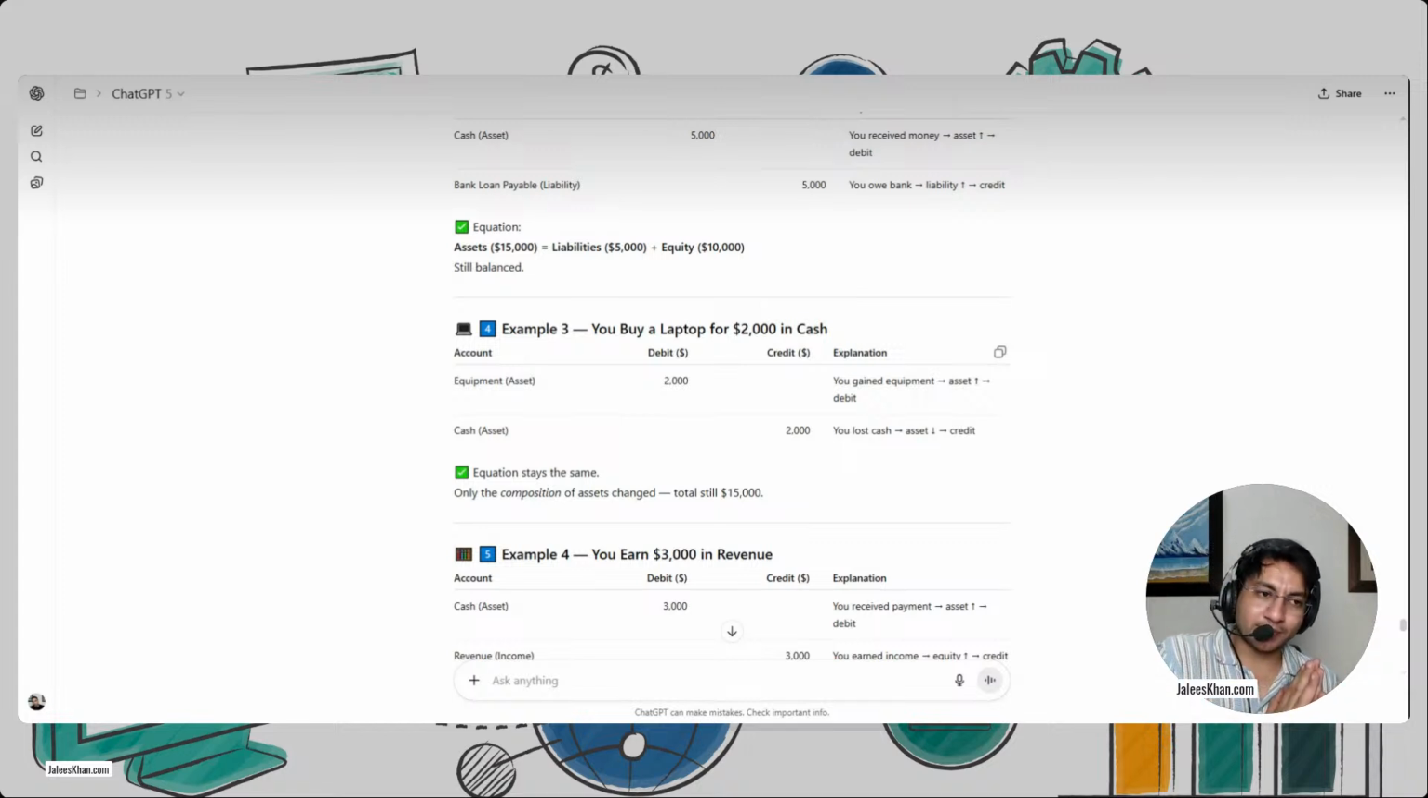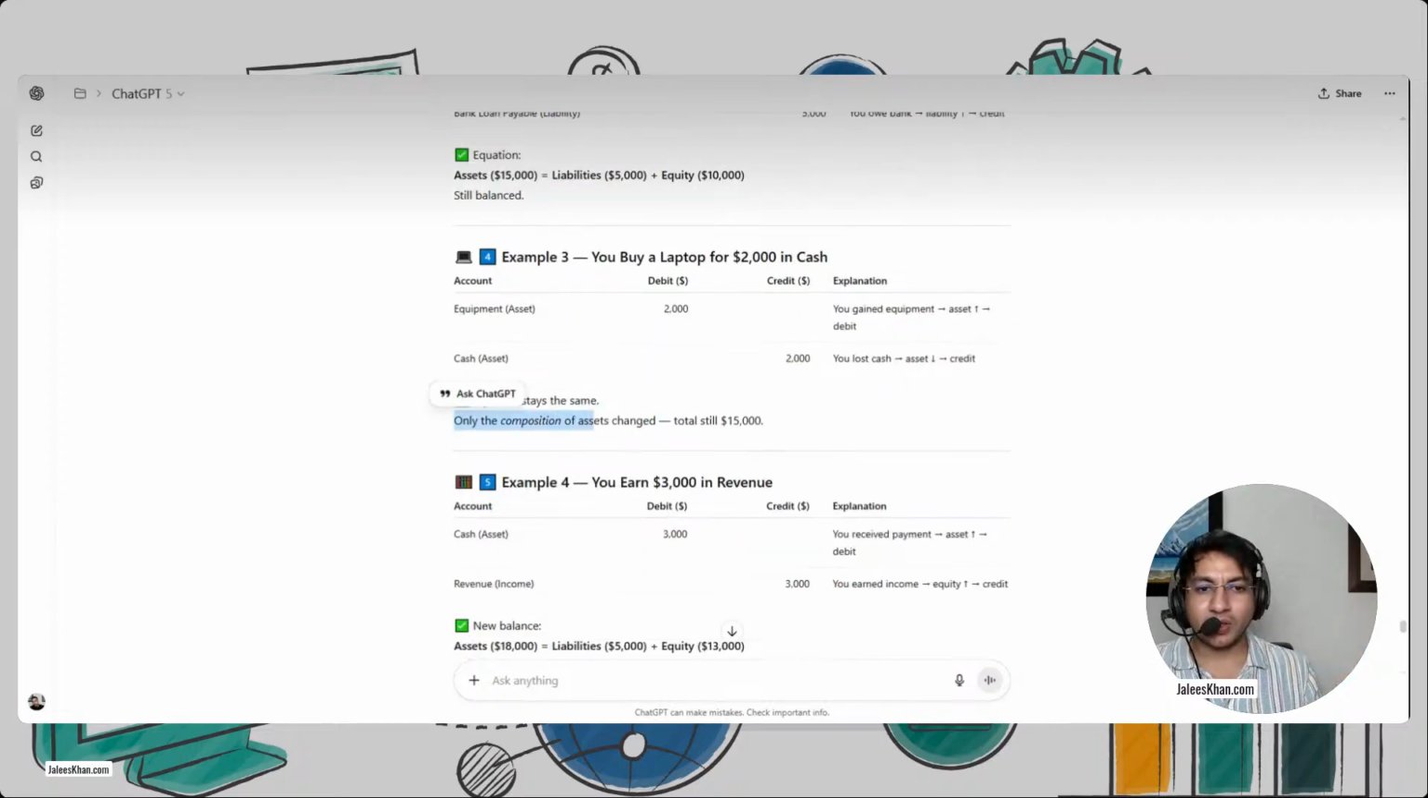And what's happened? Cash gone, asset decrease here. It comes in credit because it is going away. That is the starting point of the transaction. And here you gain equipment, asset increased, and it is the ending point of the transaction. That's why it is coming in the debit. So that's it. Only the composition of assets changed.